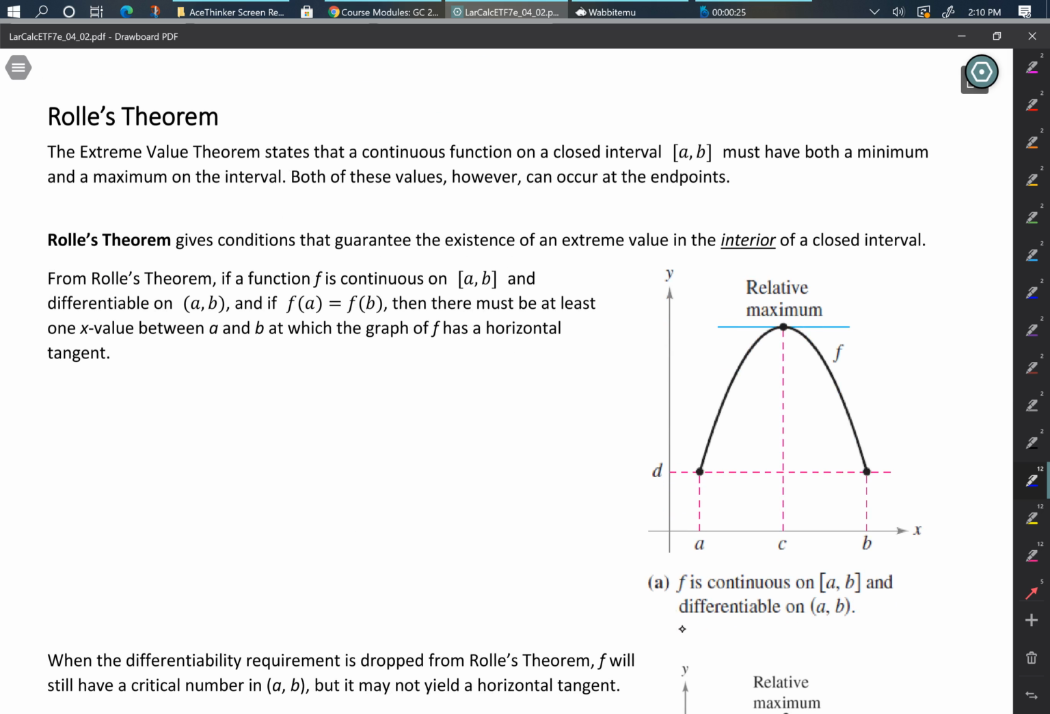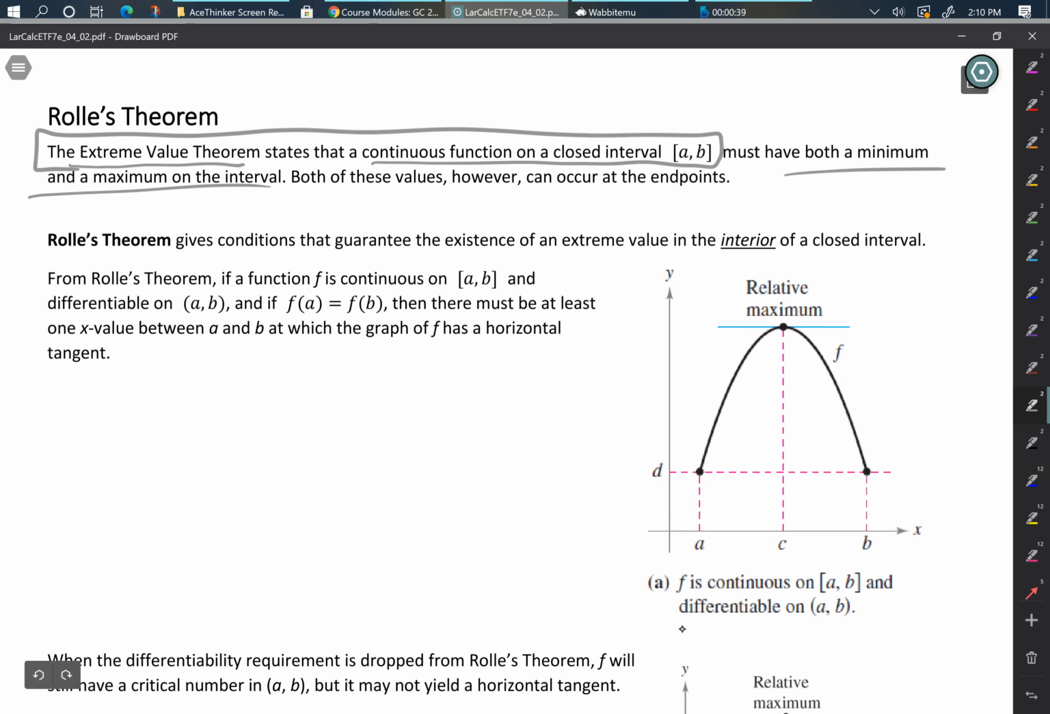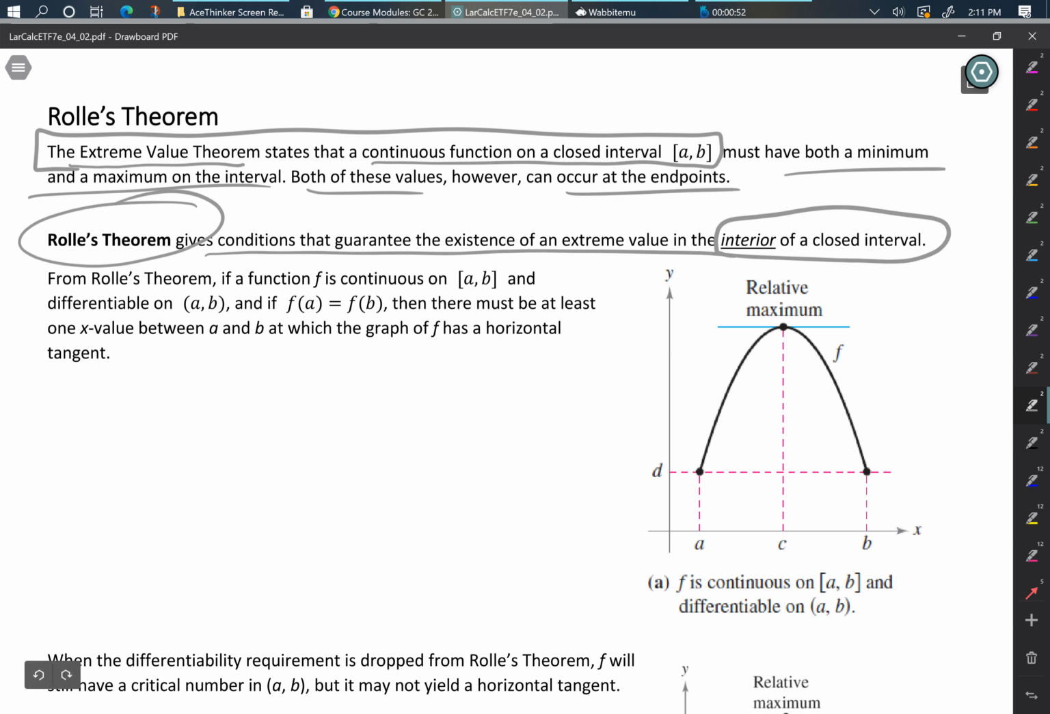All right, so Rolle's theorem. First off, remember the extreme value theorem. The extreme value theorem, which is what we were looking at in 4.1, states that a continuous function on a closed interval is going to have both a maximum and a minimum value on that interval, and both of these values could occur at endpoints. That's the extreme value theorem. What Rolle's theorem does is give us conditions that guarantee the existence of an extreme value not on the endpoints, but forces it to be in the interior.